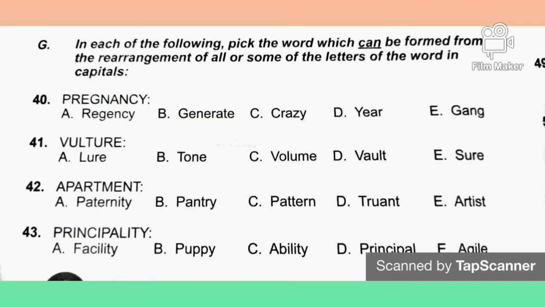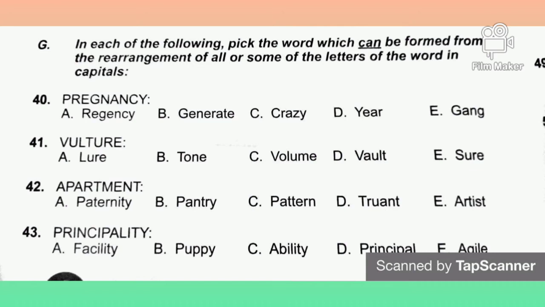We have C, we have R, we have A, we have Z. Okay, that one is out. There's no Z in pregnancy. So we have year, that's Y. Yes, we have E, we have A, and we have R. That has to be our answer. So the answer is D, option D.